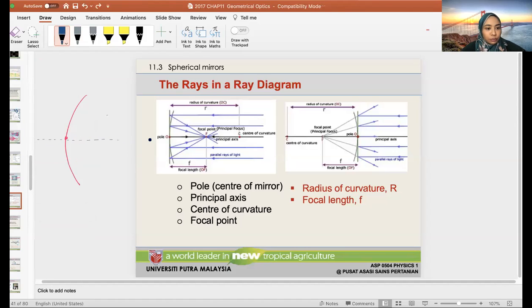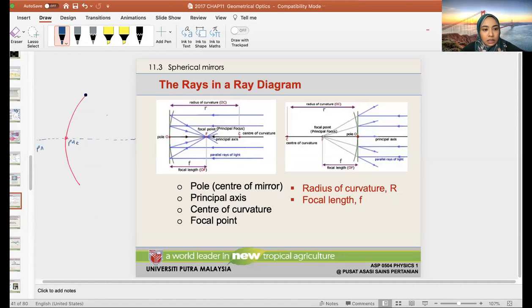It doesn't go through exactly, but it basically goes through the center of the mirror. That is your principal axis. Pole and principal axis, PA. And then you have your focal point.